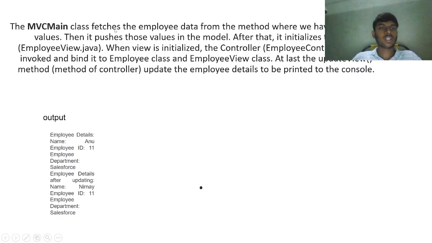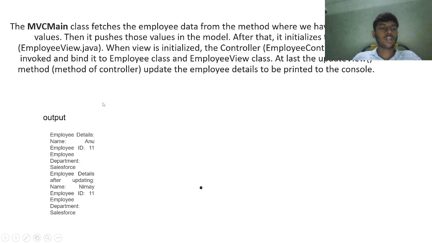This MVC main class fetches the employee data from the method where we have entered the values. Then it pushes those values to the model. After that, it initializes the view, that is EmployeeView.java. When the view is initialized, the controller, that is EmployeeController.java, is invoked and binds the employee class and the employee view class. At last, the update view method of the controller updates the employee details, and they are printed to the console.